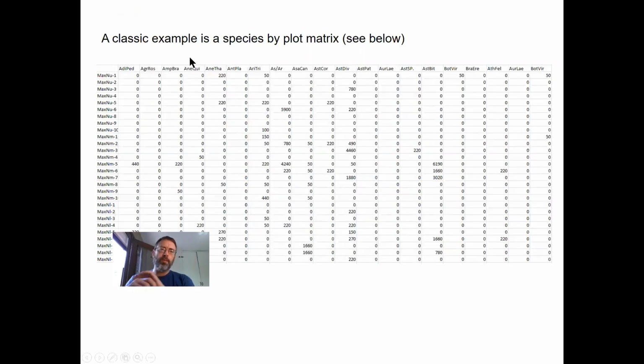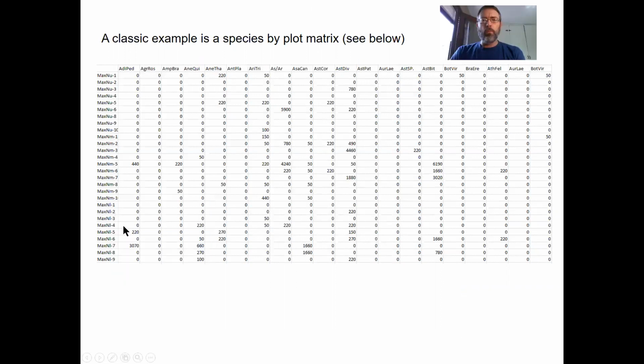A classic example of this is a species by plot matrix. So a lot of times in biology, you'll have plots on this axis and species on this axis, and you have some measure of the abundance. This is like an ecological kind of matrix, but in fact, a lot of people working on molecular or microbial data will end up with a matrix like this as well.